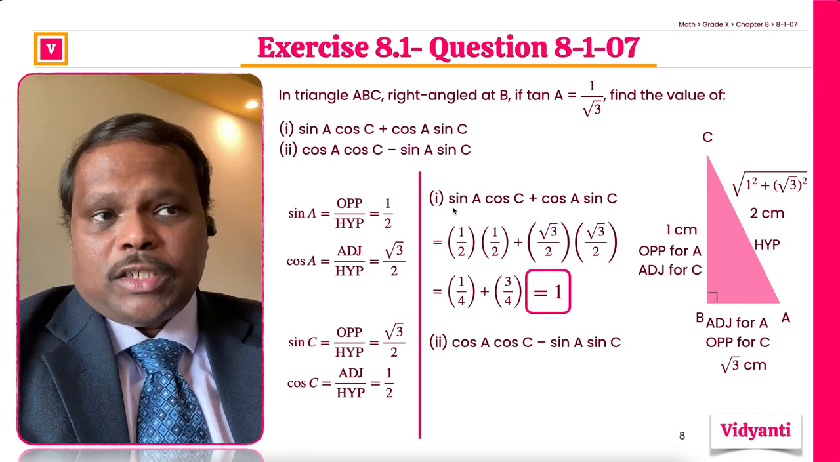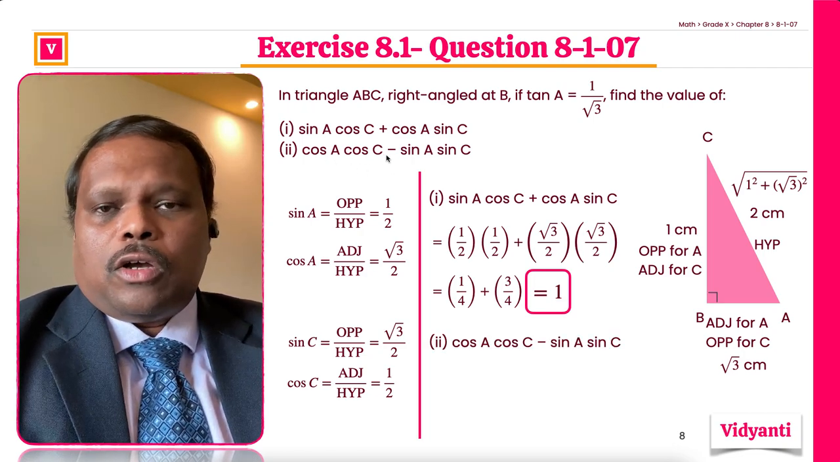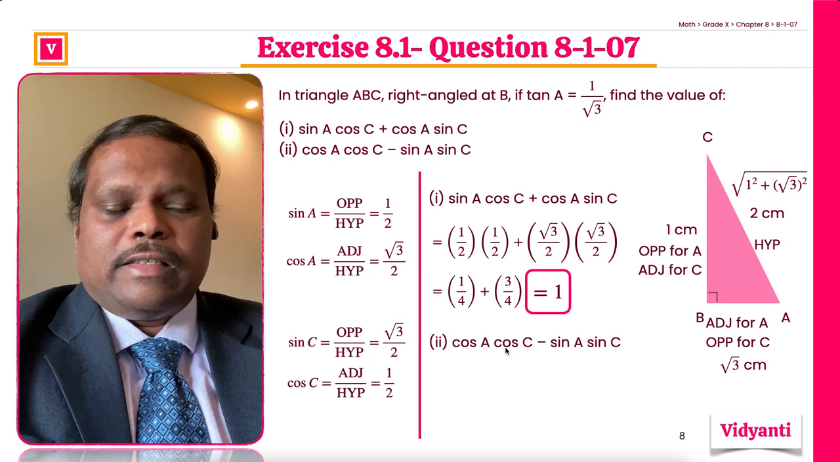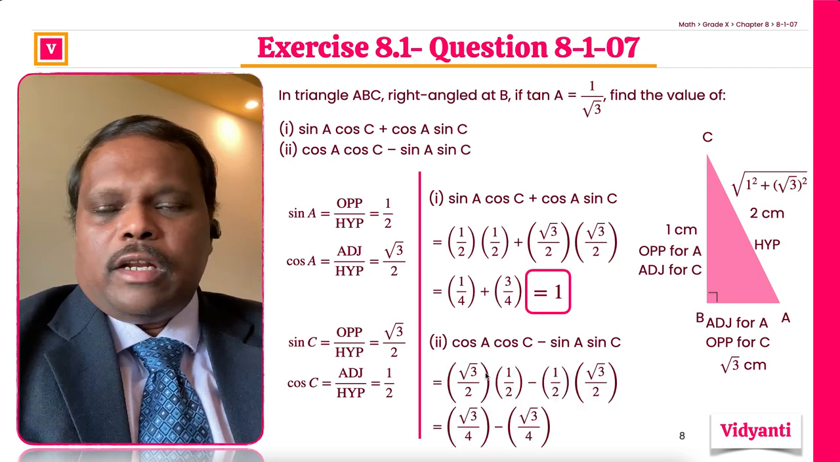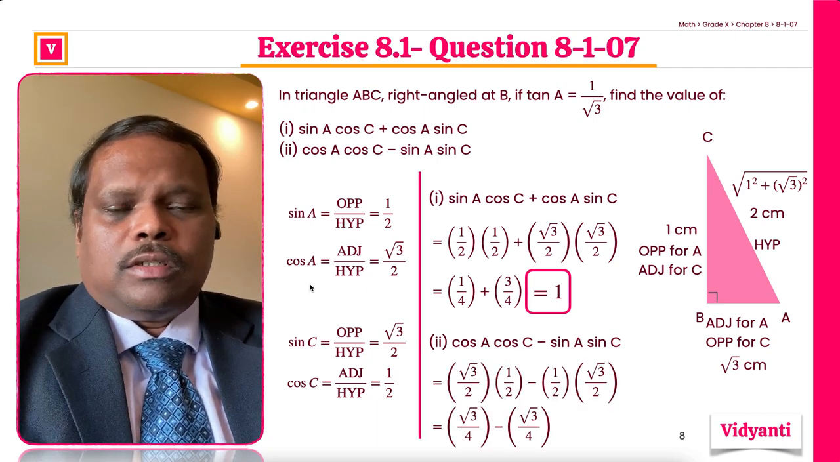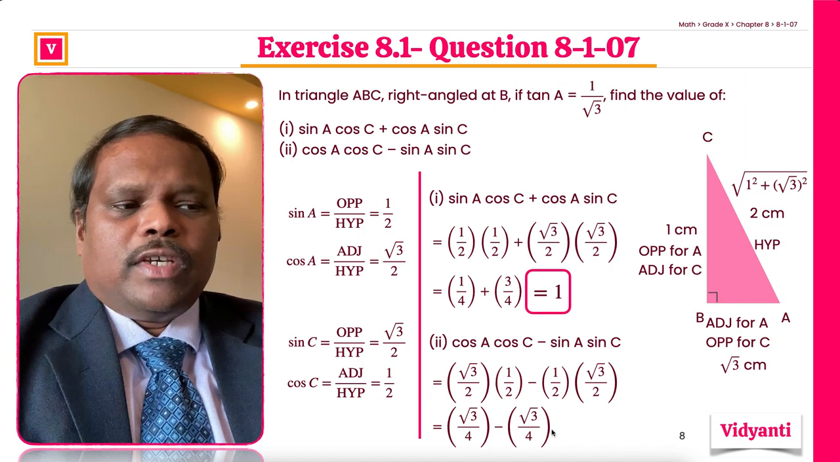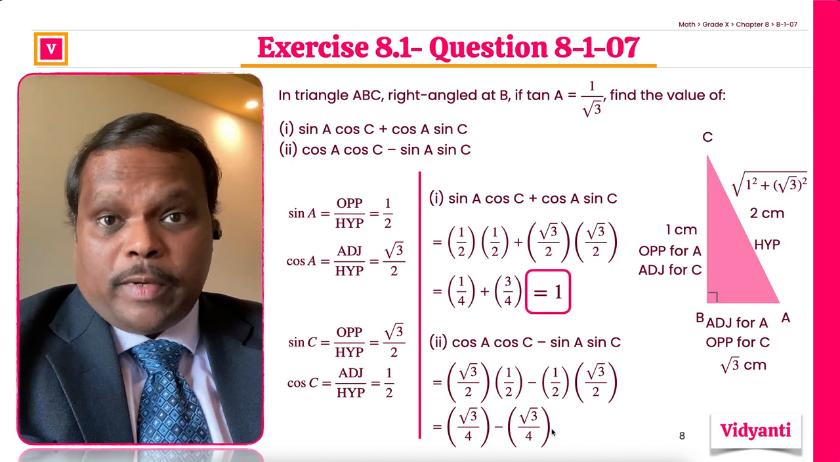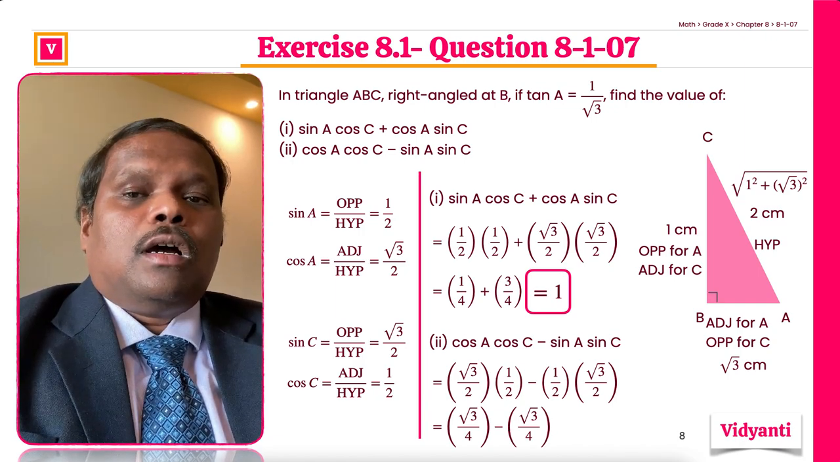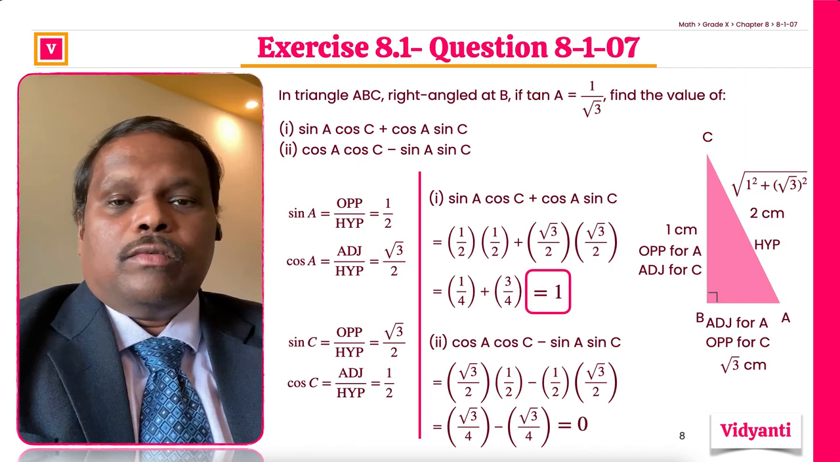Let's take the second expression, cos A cos C minus sin A sin C. Similarly, we can plug in the values, and upon simplification, both parts of the expression come out to be the same. It's subtraction, so the final answer will be 0.